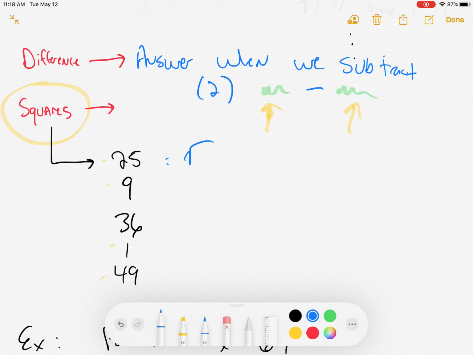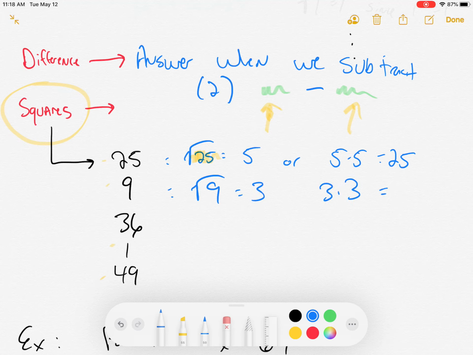Now, 25 is a perfect square because the square root of 25 is 5, or in other words, 5 times 5 is 25. So in your perfect squares attachment, that sheet that you should have open, everything that's underneath of the square root, those are perfect squares. If you notice, the third one down on there is 9. 9 is a perfect square because the square root of 9 is 3, which means 3 times 3 is 9.